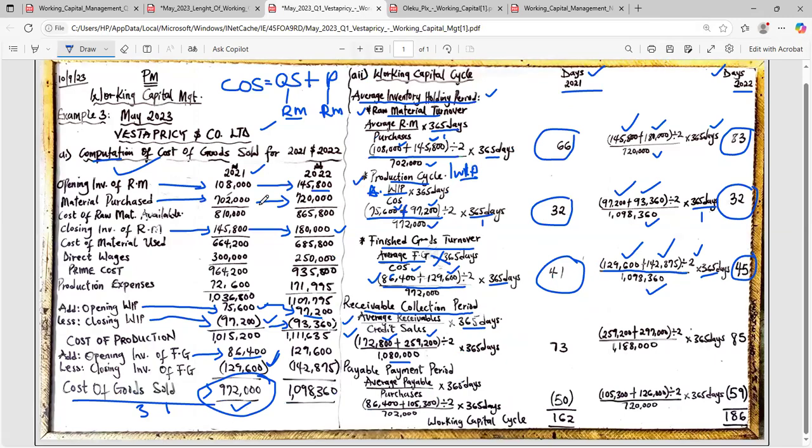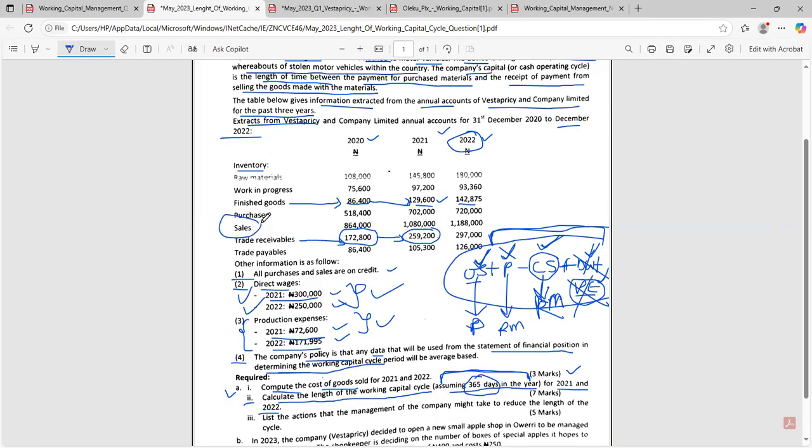In this question, we are just given sales. We are not given credit sales. But information number 1 told us all purchases and sales are on credit. It therefore means that this sales is a credit sales. And as I mentioned, even if you are not told and the question is silent, whether it is on credit or not, please use the sales figure like that. Don't disturb yourself.